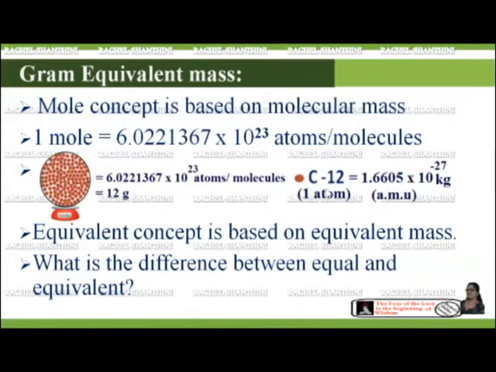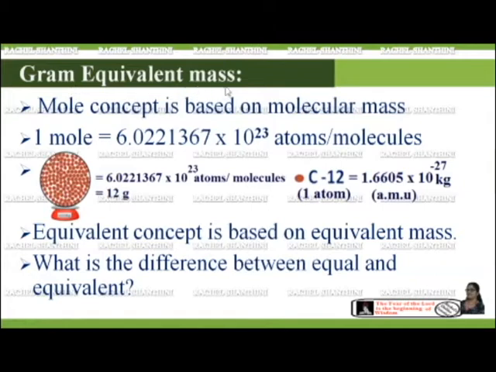If we take only one carbon atom, the mass of one carbon-12 atom is 1.6605 × 10^-27 kilogram. So during chemical reactions, we won't consider atomic mass unit. In chemical reactions, we use the term mole in grams. Now in this session, we are going to discuss gram equivalent mass.